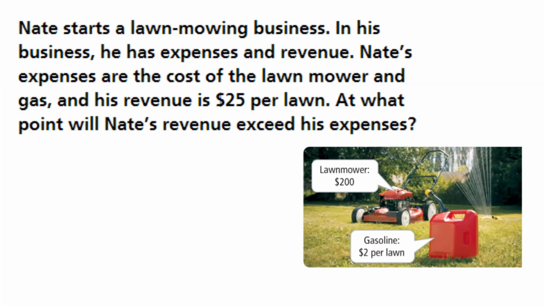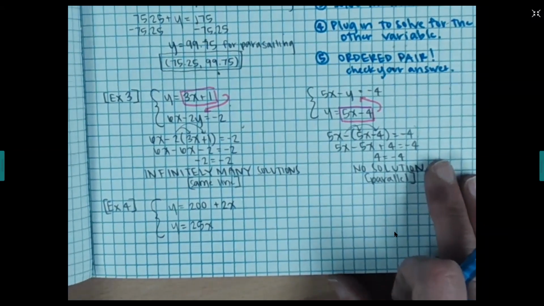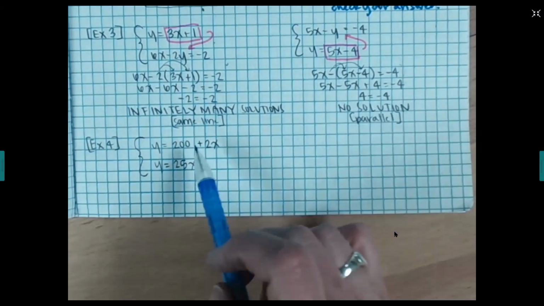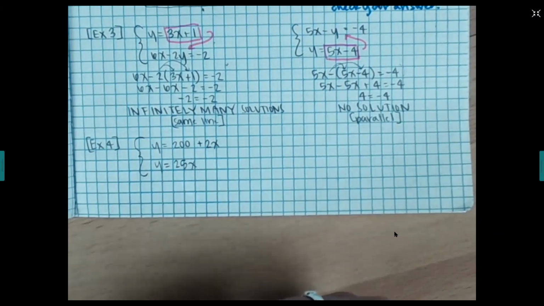So we can write one equation based on his expenses and one equation based on his revenue. So the lawnmower costs $200. So that is his initial amount of money that he's spending. And then he has to pay $2 per lawn of gas, where his revenue is going to be represented by $25 per lawn, but he doesn't make any right off the bat. It's just that much per lawn. So our equations are going to be y equals 200 plus 2x. That's how much money he's spending. And then y equals 25x.